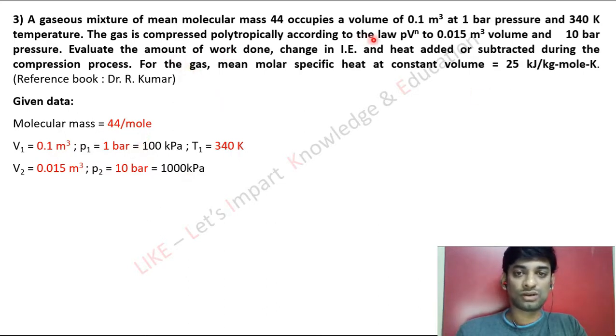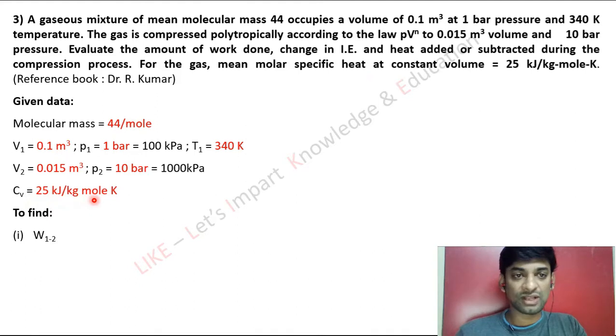Evaluate the amount of work done, change in internal energy and heat added or subtracted. We have to calculate work done, change in internal energy and heat. It may be either added or subtracted. As of now, we don't know. At the end of the problem, you will come to know during the compression process. One more data is given. Mean molar specific heat at constant volume, that is C suffix V, is given as 25 kilojoule per kilogram mole Kelvin.